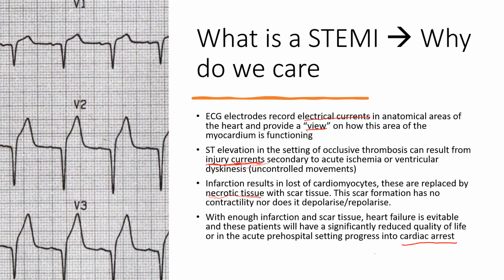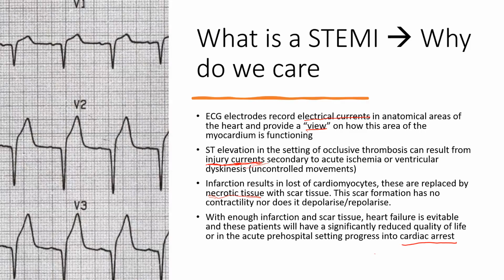When ST elevation in the setting of a thrombus occurs, it's a result of an injury current secondary to acute ischemia. This is really important. Injury current is what we're going to explore and why this creates the ST elevation and depression. But it's this current that the ECG is picking up as elevation and as depression.